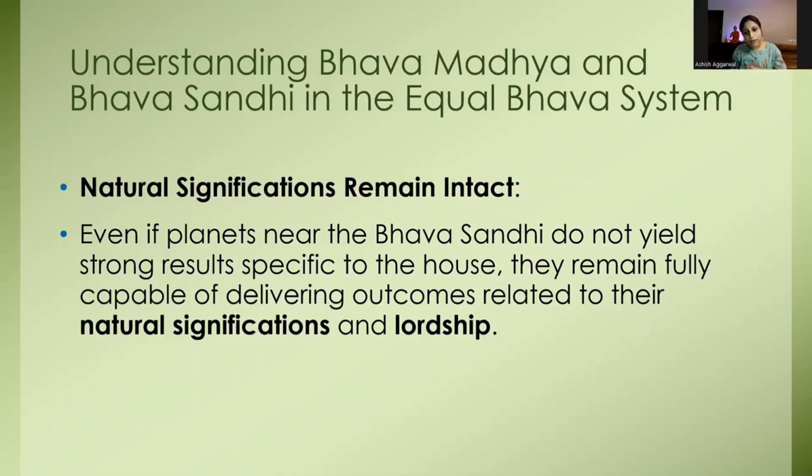Like in Aries rising, if our ascendant rising is at 15 degrees and the place where Mercury is placed is at 30 degrees. So this means that I'm saying Mercury is not influencing my first house that much. But I can't say that Mercury, which is the lord of the third and sixth houses, won't perform its significational lordship.